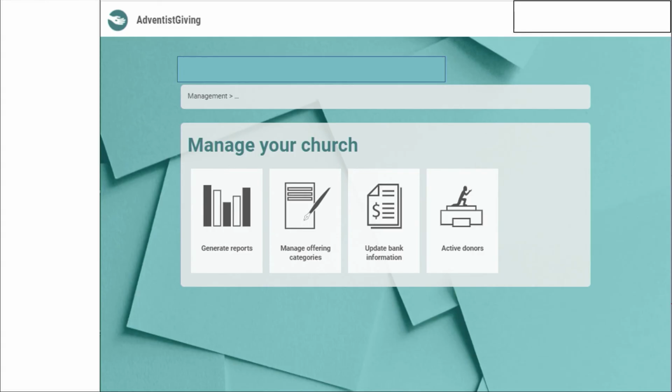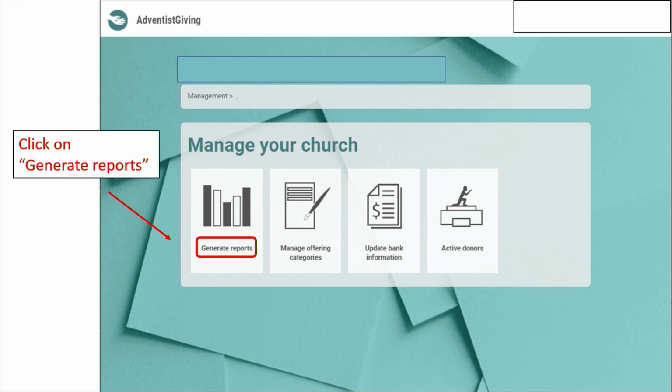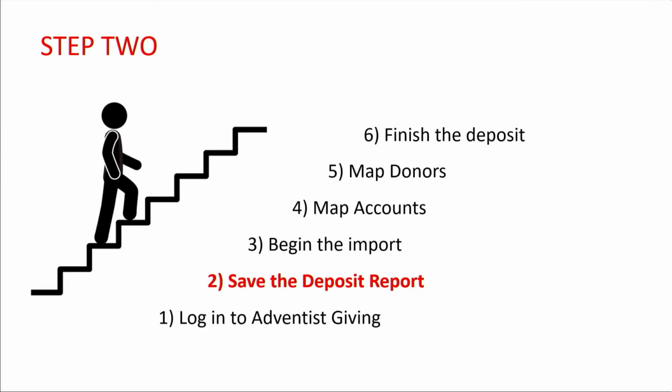For privacy purposes, on all the following screens, I have blocked out church and personal information while still showing you the steps. Click on Generate Reports. That will take us to the official deposit reports page, which we will talk about in our Step 2 video, which covers how to print and save the deposit report.